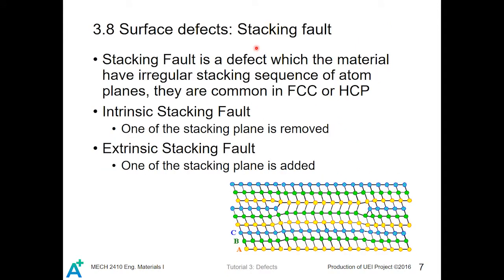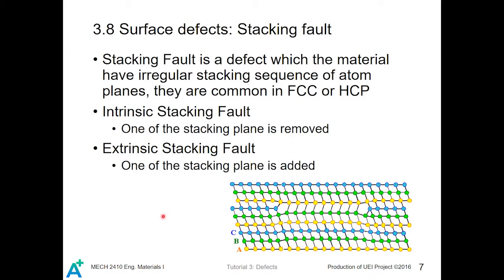Stacking fault. Stacking fault is a defect in which the material has an irregular stacking sequence of atom planes, and they are quite common in face centered cubic or hexagonal close packed structures. There are two types of stacking fault: intrinsic stacking fault and extrinsic stacking fault. For the intrinsic one, one of the stacking planes is removed, and for the extrinsic one, one of the stacking planes is added.